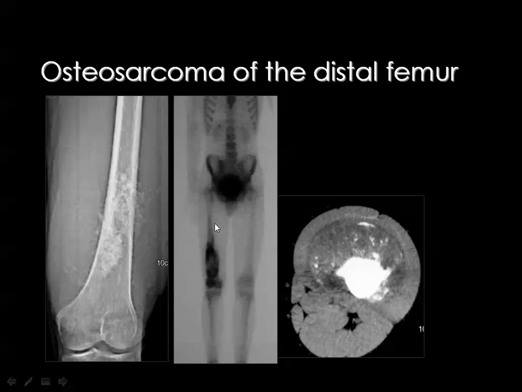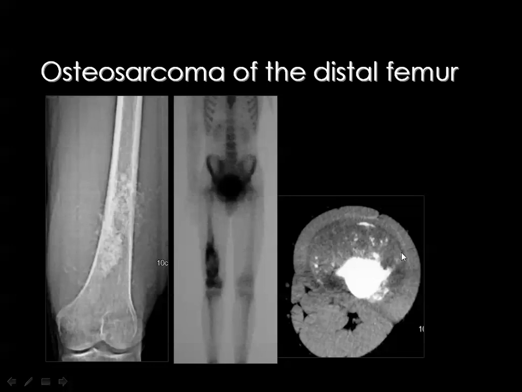The X-ray can show the degree of cortical destruction, the periosteal reaction, and gives you an idea about the degree of extraosseous soft tissue component. But this component is well appreciated by the CT scan and also by MRI. And one of the features, not pathognomonic, but one of the features of osteosarcoma is that the extraosseous soft tissue component is usually eccentric in location.